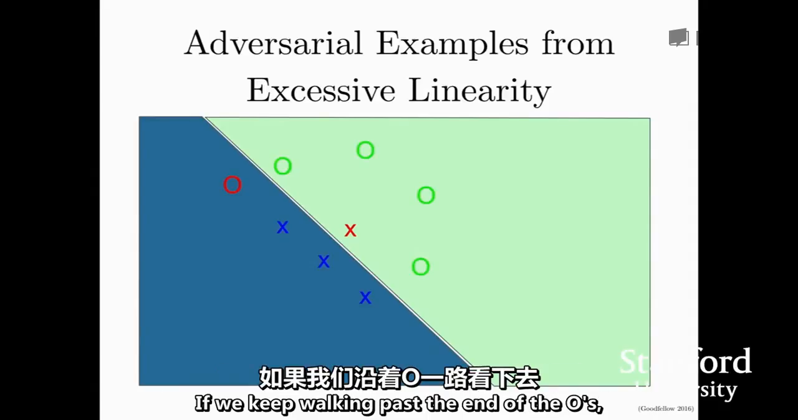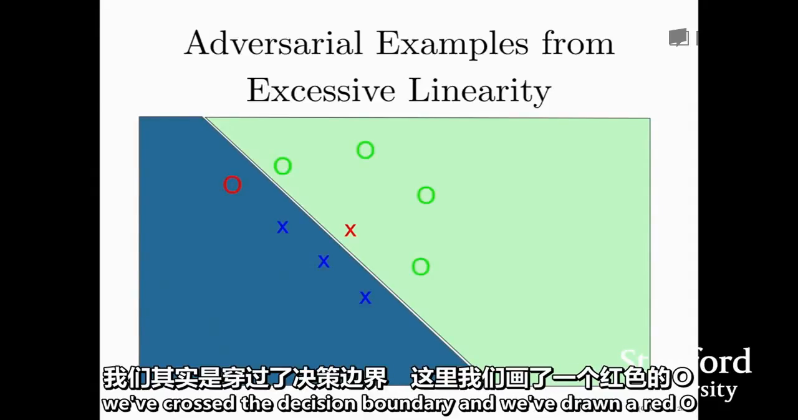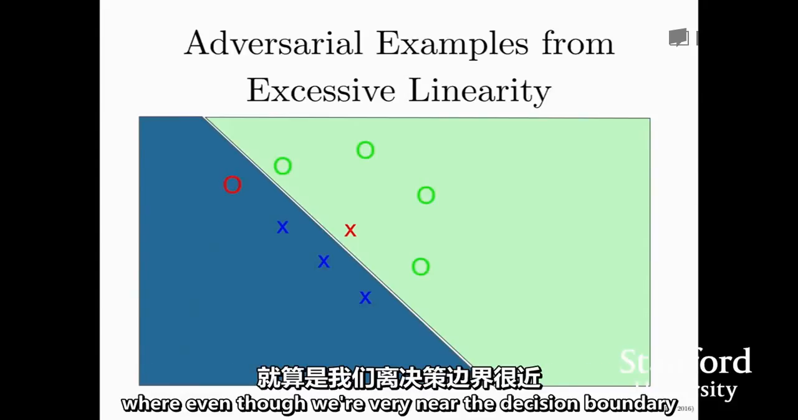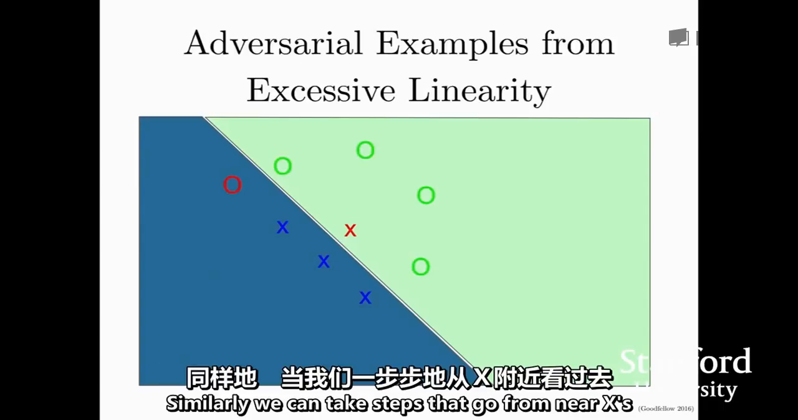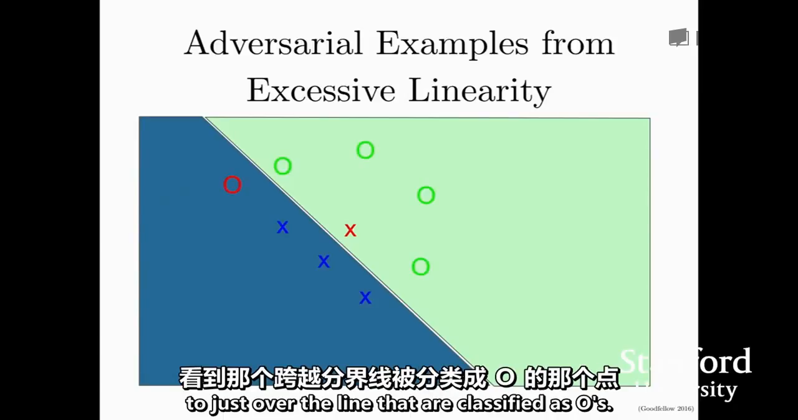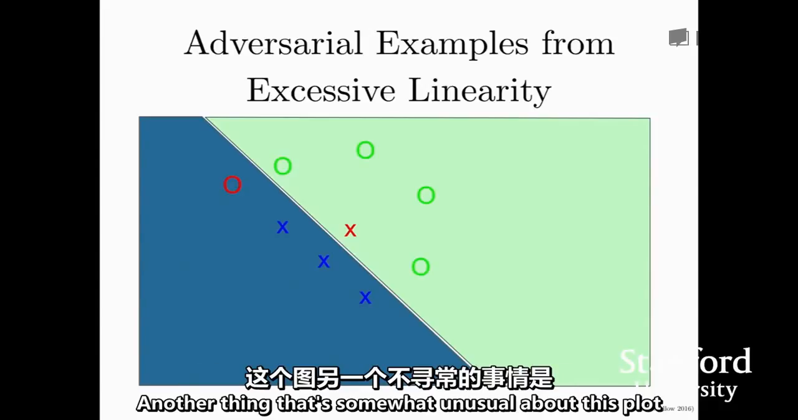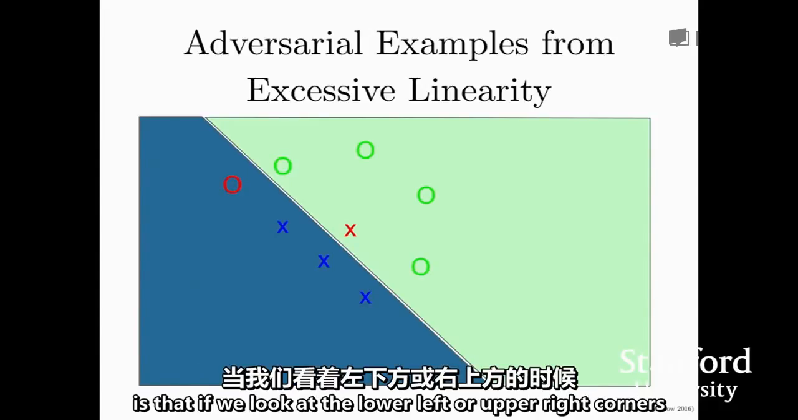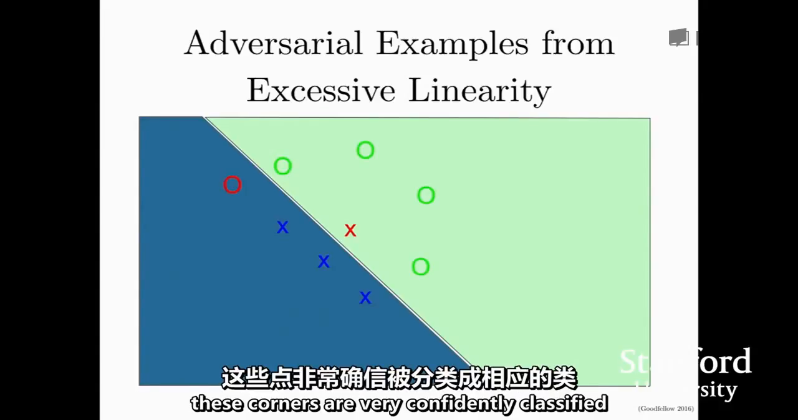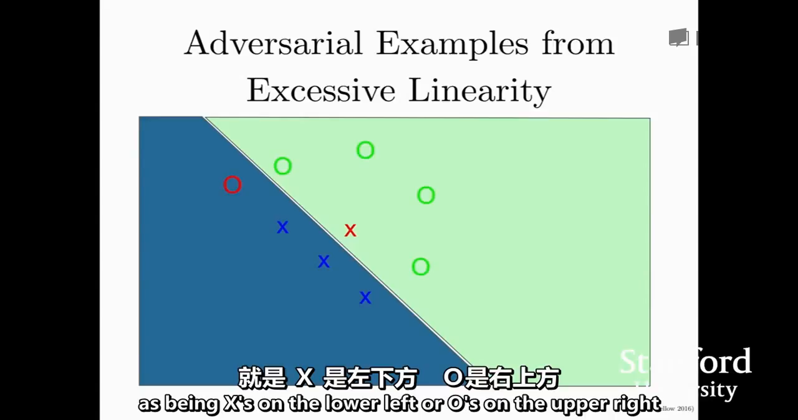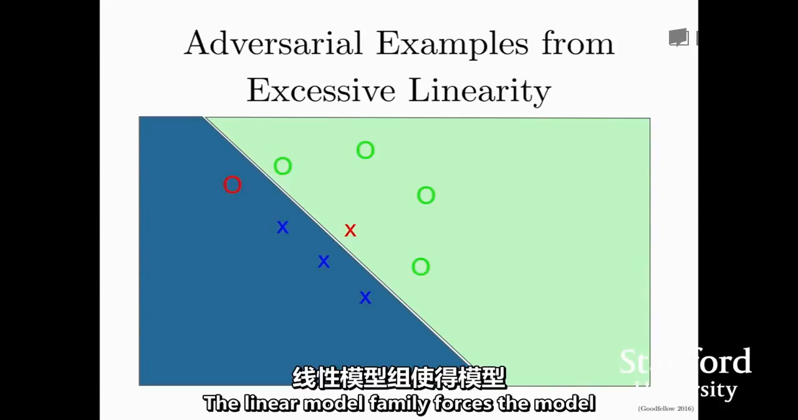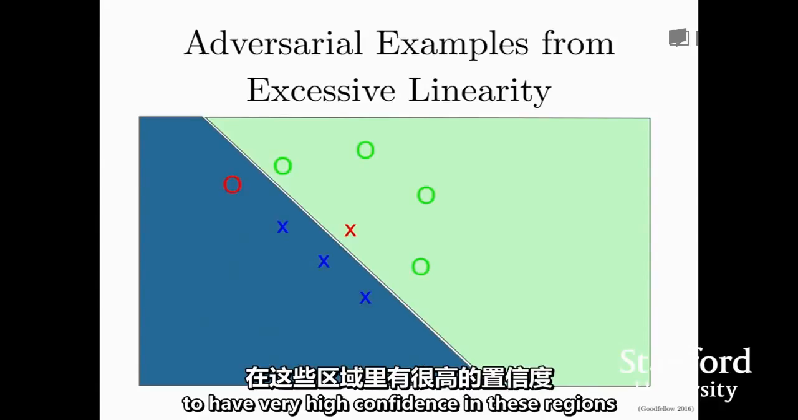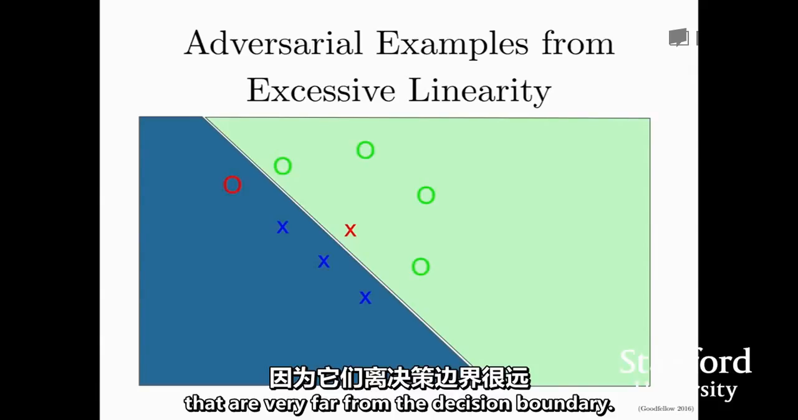But if we keep walking past the end of the O's, we cross the decision boundary, and we've drawn a red O, where even though we're very near the decision boundary and near other O's, we believe that it is now an X. Similarly, we can take steps that go from near X's to just over the line that are classified as O's. Another thing that's somewhat unusual about this plot is that if we look at the lower left or upper right corners, these corners are very confidently classified as being X's on the lower left or O's on the upper right, even though we've never seen any data over there at all. The linear model family forces the model to have very high confidence in these regions that are very far from the decision boundary.